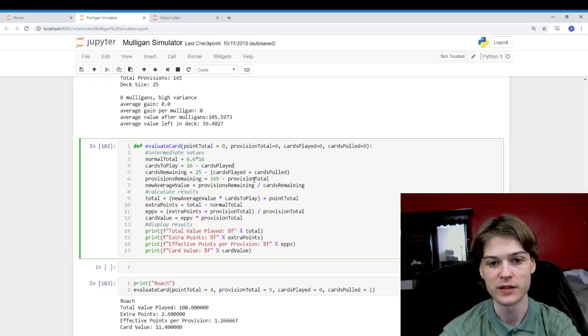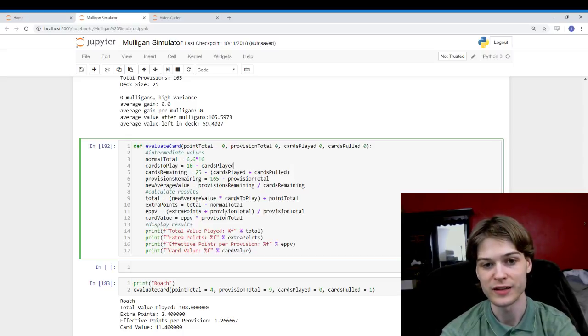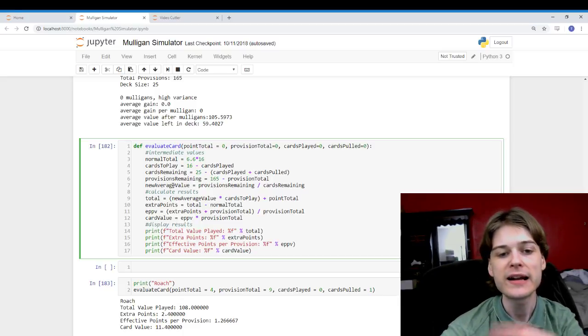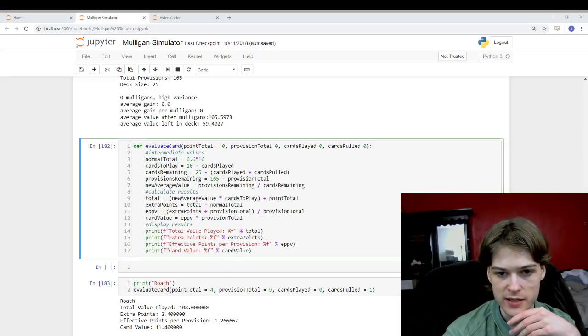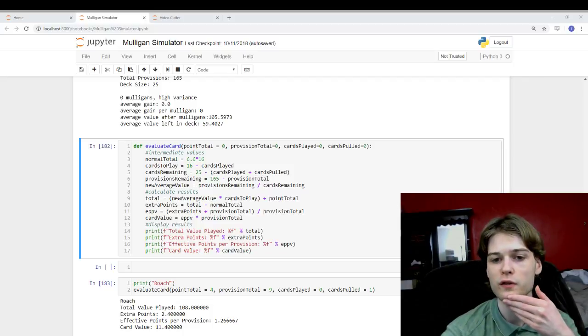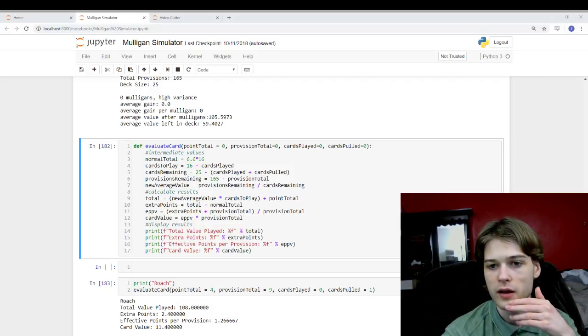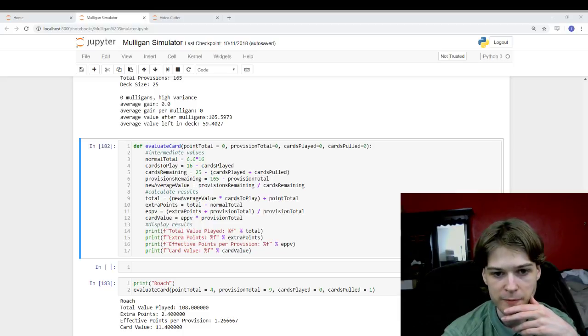For our provisions remaining, we have to subtract the provision total, which is 9, from 165, leaving us with 156 provisions. And then we find the new average value of our remaining cards, which is the provisions remaining divided by the cards remaining. I probably should have had some prints to walk through this whole thing, but I didn't. So we're going to take 156 and divide that by 24, which gives us the same 6.5 that I just discussed.